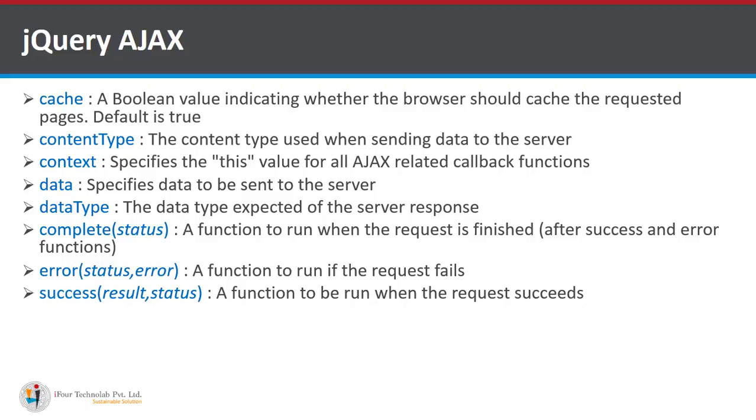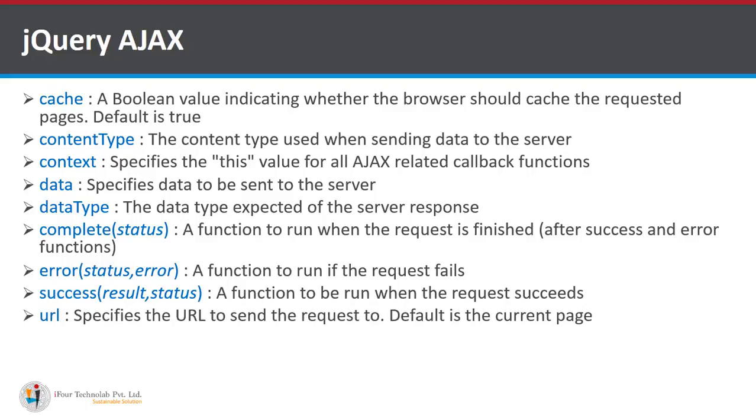Success, result, status: a function to be run when the request succeeds. URL specifies the URL to send the request to. Default is the current page. Type specifies the type of request, that is GET or POST.